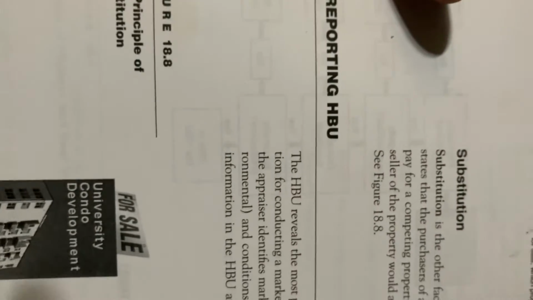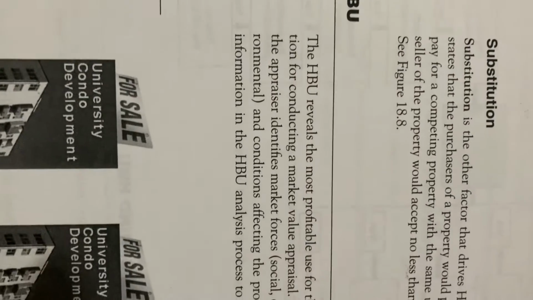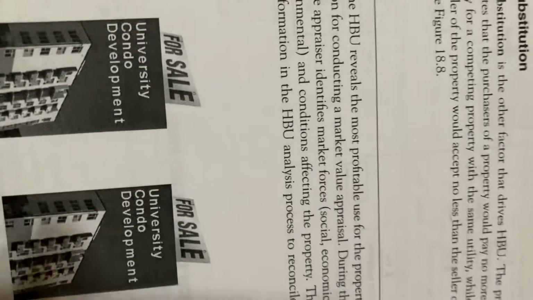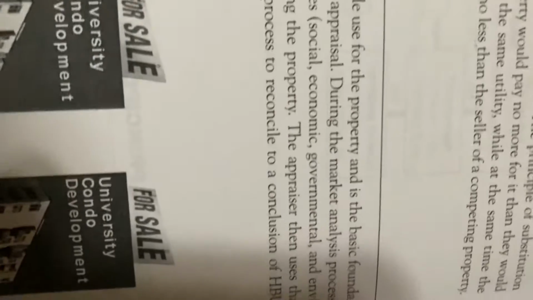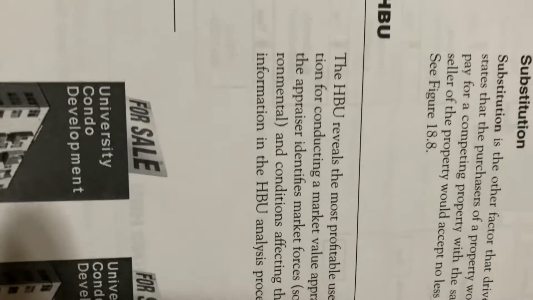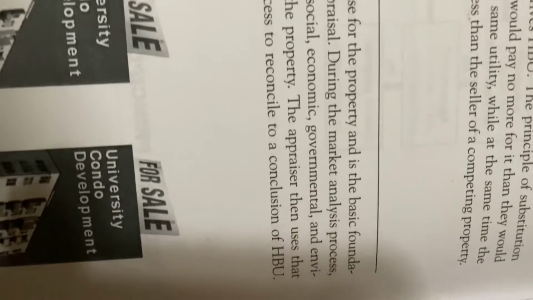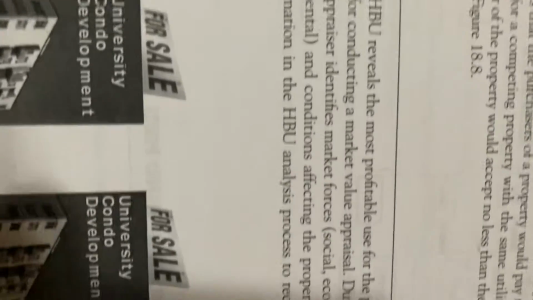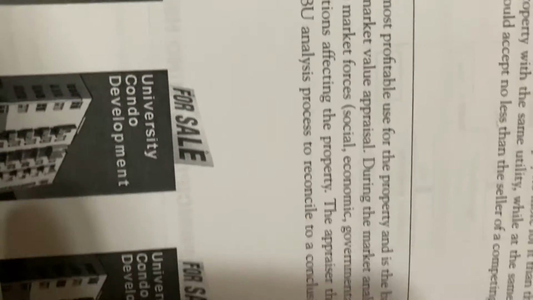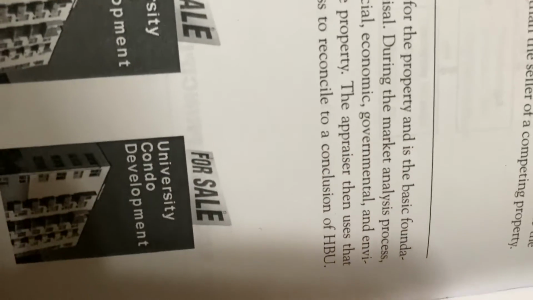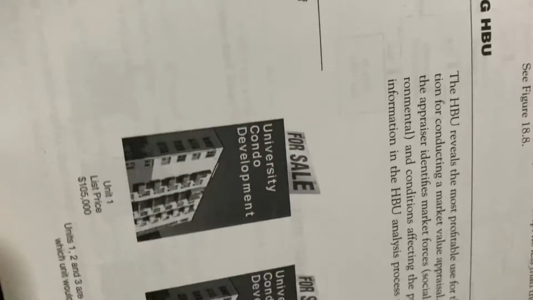Reporting highest and best use. The highest and best use reveals the most profitable use for the property and is the basic foundation for conducting a market value appraisal. During the market analysis process, the appraiser identifies market forces, social, economic, governmental, and environmental, and conditions affecting the property. The appraiser then uses that information in the highest and best use analysis process to reconcile to a conclusion of highest and best use.